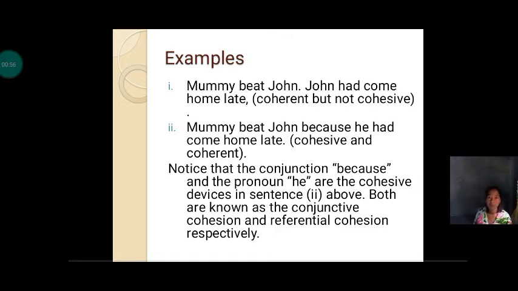First is: Mommy beat John. John had come home late. So, coherent but not cohesive. Next is: Mommy beat John because he had come home late. So, cohesive and coherent. When we say cohesive and coherent, they are both present in number 2. We notice that the conjunction "because" and the pronoun "he" are the cohesive devices in sentence 2 above. Both are known as conjunctive cohesion and referential cohesion, respectively.